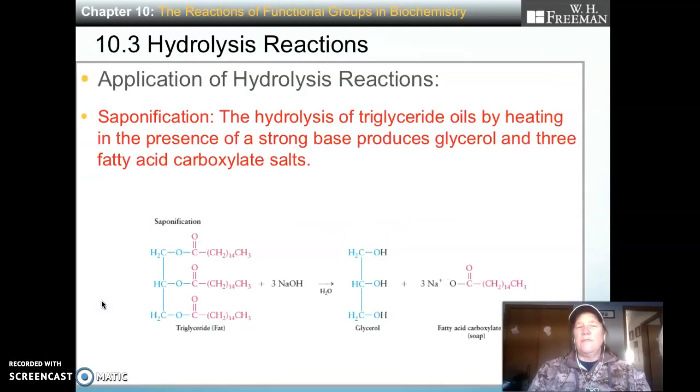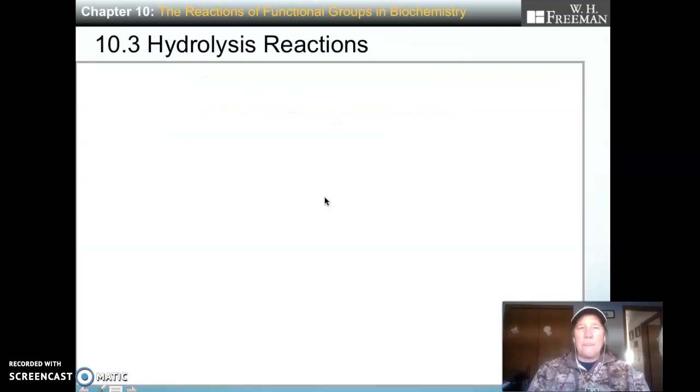Here's what they call saponification. It's taking triglyceride oils and heating them in the presence of a strong base. This is actually how they make soap. If you can see it right down here, you take this triglyceride, heat it up, and add sodium hydroxide. That's lye. When you mix the 2 of them together, you end up with glycerol and soap. And again, that would have been a lab we would have done as well.